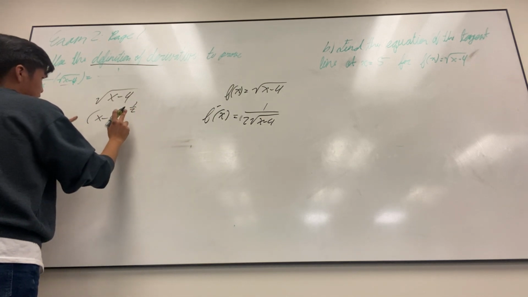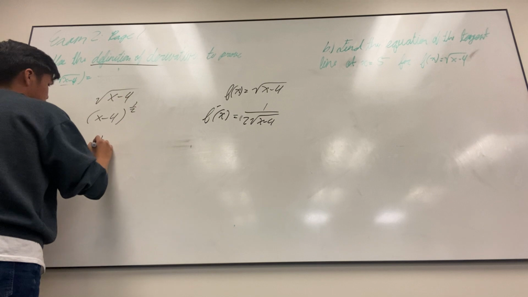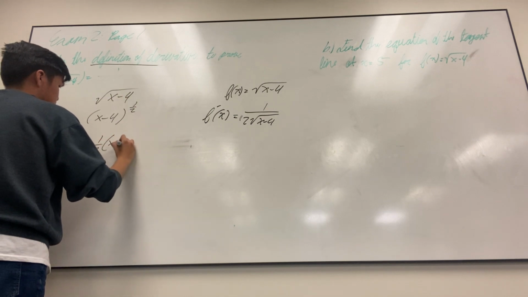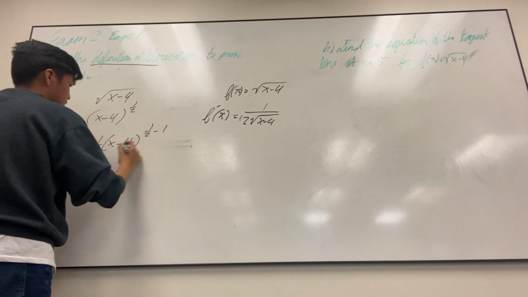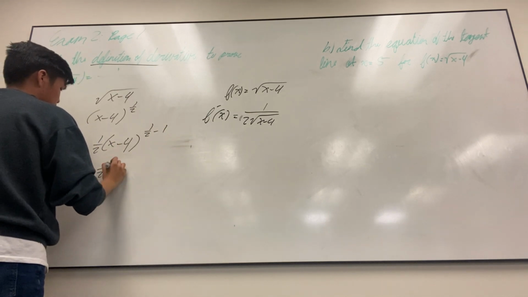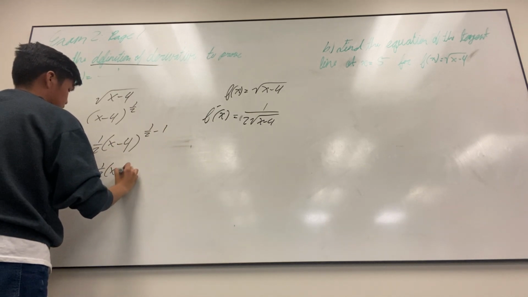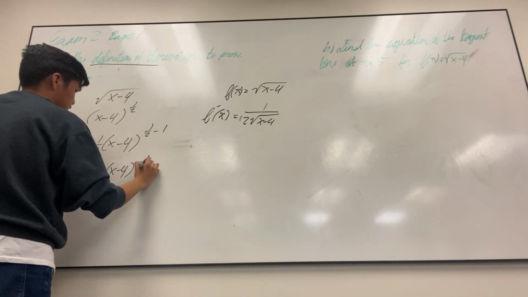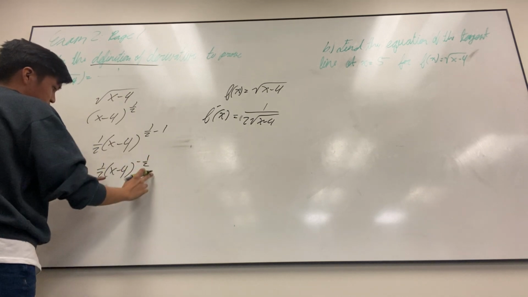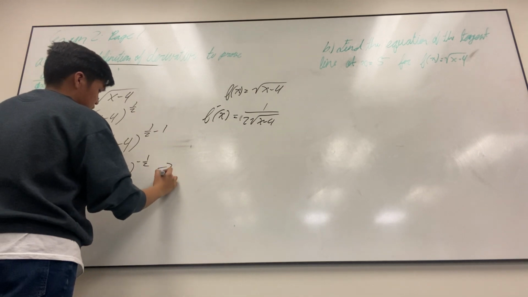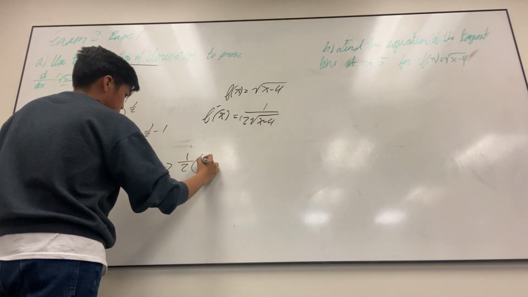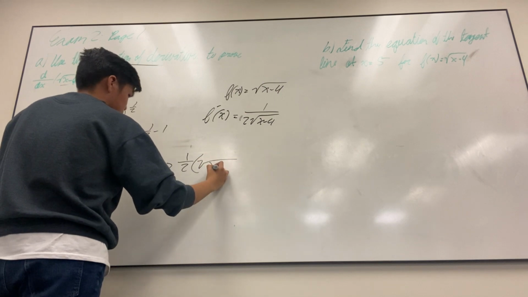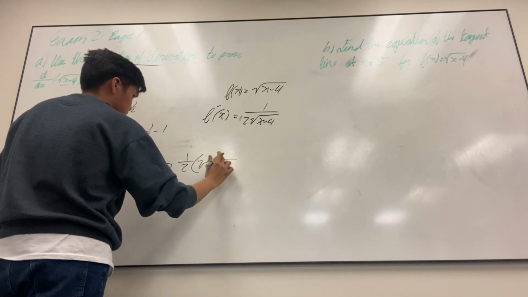We'll find the derivative again. So this would be 1/2 times x minus 4 to the 1/2 minus 1. And this would be again 1/2 times x minus 4 to the negative 1/2. Now you can rewrite this back into square root form. So you have 1/2 times square root of x minus 4.